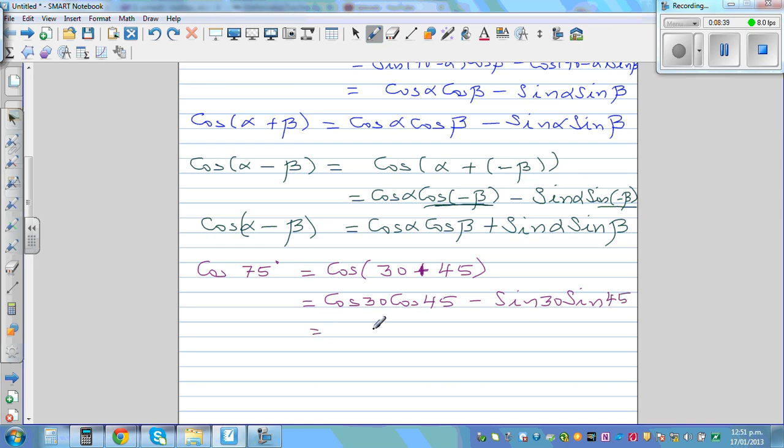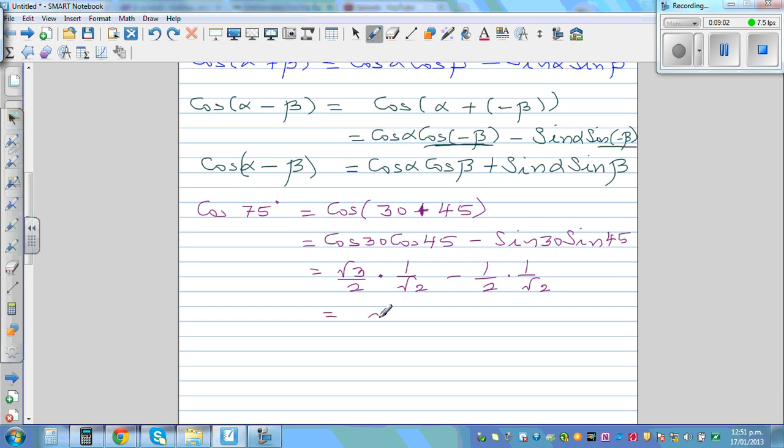Okay, so what is cos 30? I hope you know cos 30 is root 3 over 2. You should know these values. Times cos 45, which is 1 over root 2, minus sine 30, which is half, times sine 45, which is 1 over root 2. This is the same as root 3 over 2 root 2 minus 1 over 2 root 2. So the exact value of cos 75 is root 3 minus 1 over 2 root 2.